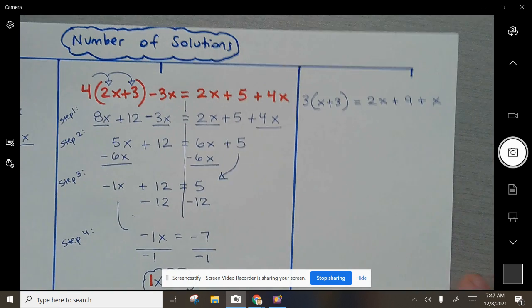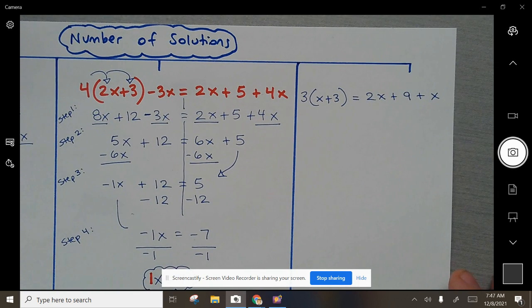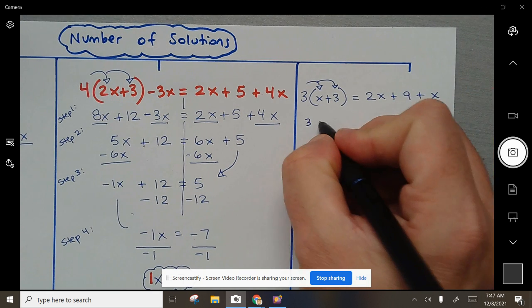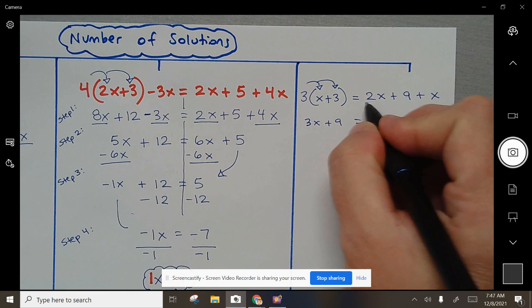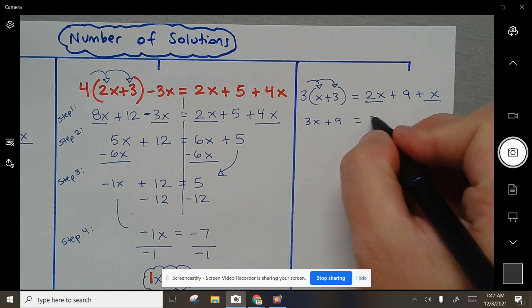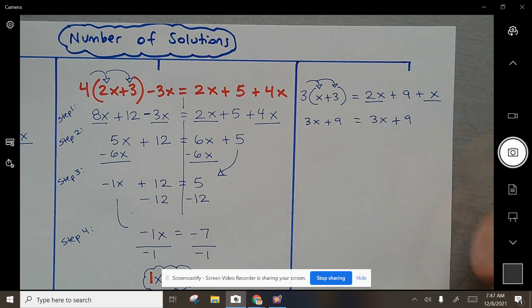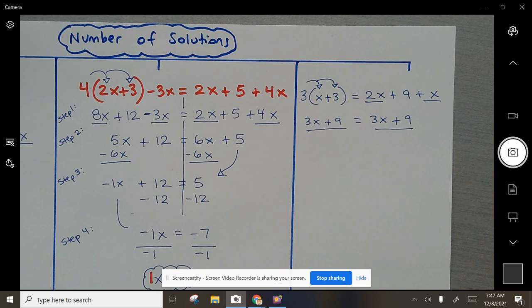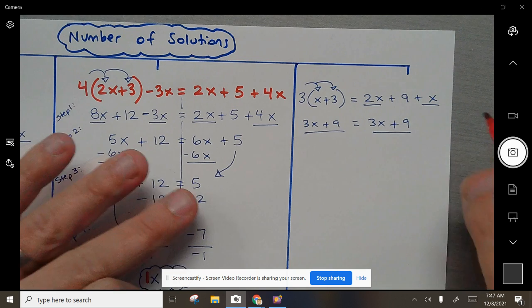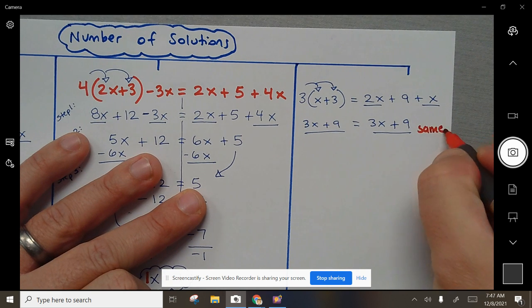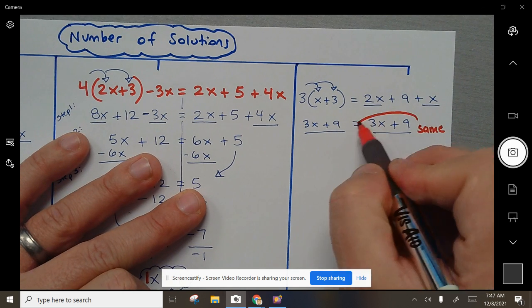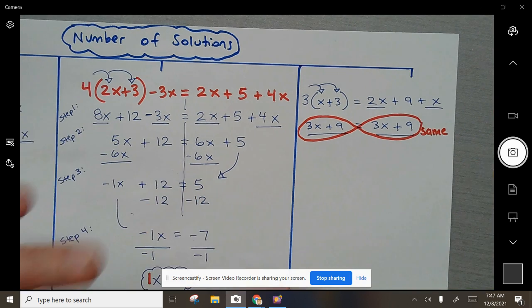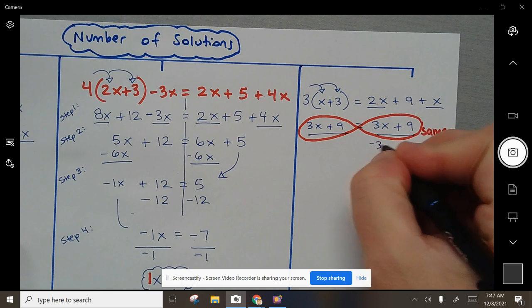All right, for this side, go ahead and try this one out. Now, as I distribute, I'm going to get 3x plus 9 equals 3x plus 9. What do you notice? They're the same. They're the same on both sides. When they're the same on both sides, that's infinite. And I'll go ahead and keep solving the problem out.